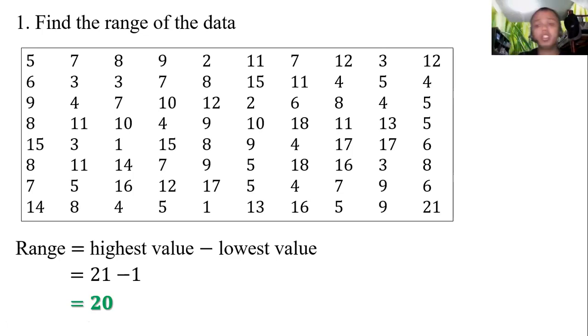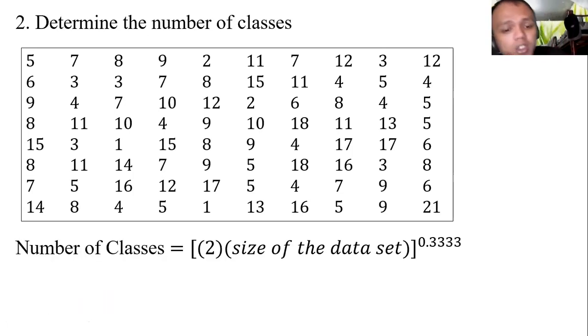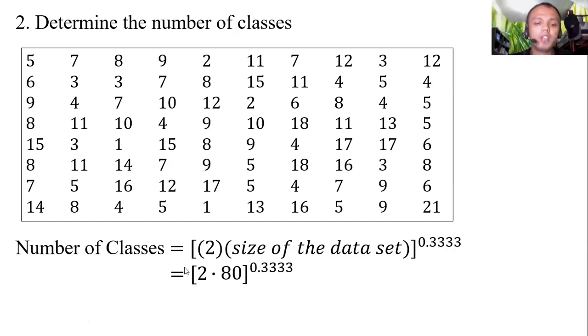Next, nakuha na natin yung range, no? Next naman natin kukunin is yung number of classes. To find the number of classes, we will use this formula. We have 2 times size of the data raised to 0.3333. Now, what is the size of the data here? We have 80. So 2 times 80 is equal to 160, raised to 0.3333. You can use scientific calculator here, then that would be equal to 5.43 or 6.